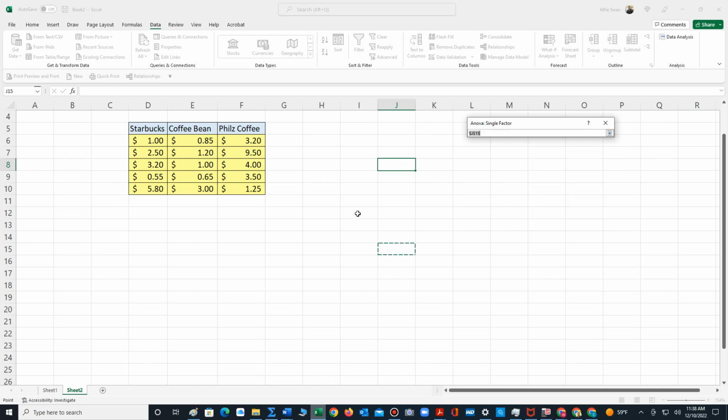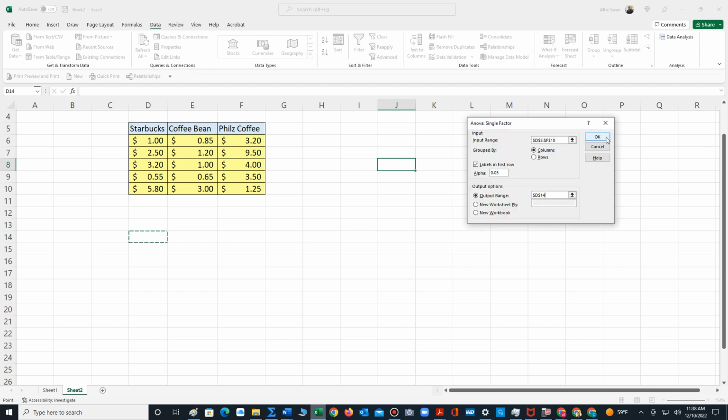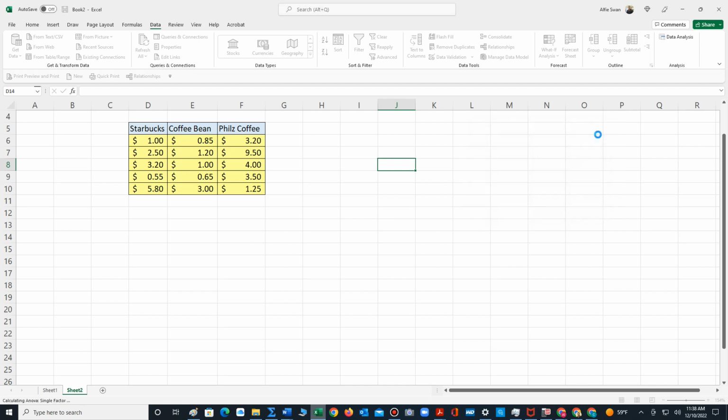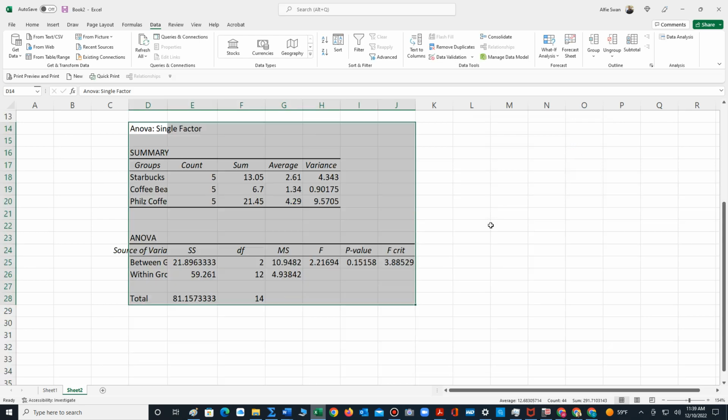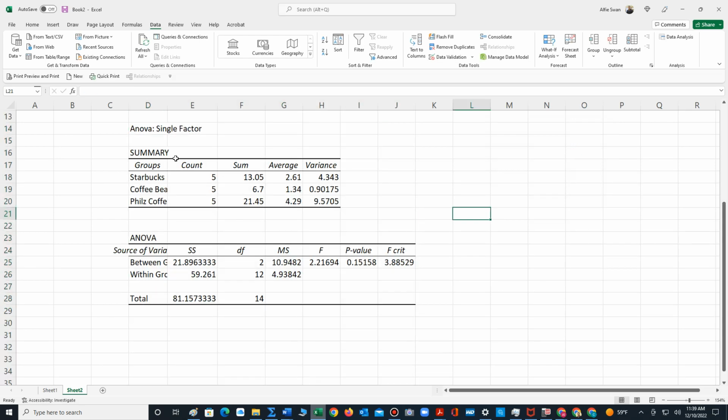The output range is where we want the two tables that will be outputted to be displayed. I like to select a cell that's away from the original data set so it's not overwritten. And then we just press OK. And our key bits of information will be computed. This first table basically lists the summarized data. The second table is where we find our key values.